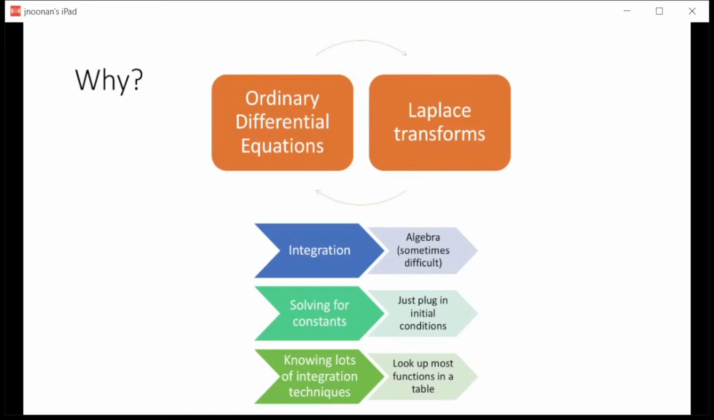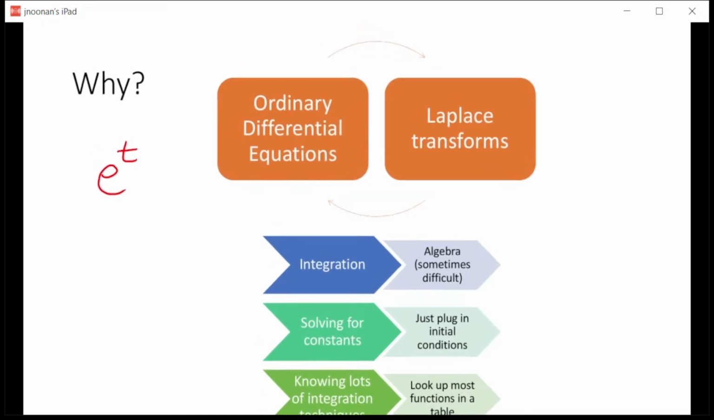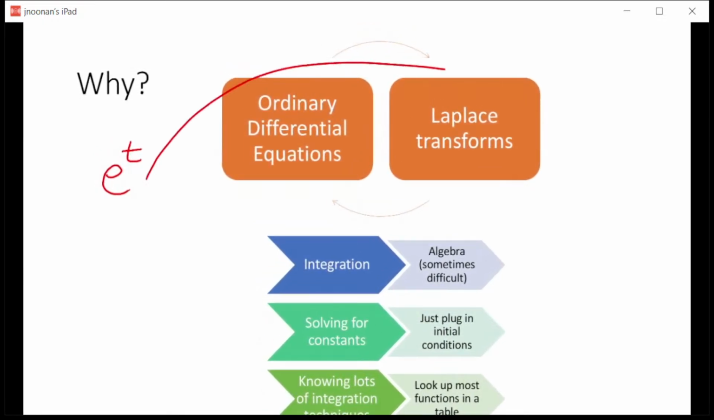In fact, just as an example, I'll tell you right now, here, I'll put this up here. I don't want to reveal all of these goodies. But just as an example, in ordinary differential equation land, you might have this function. Let's do e to the t. So e to the t in ordinary differential equation land, when you transform it, becomes 1 over s minus 1.